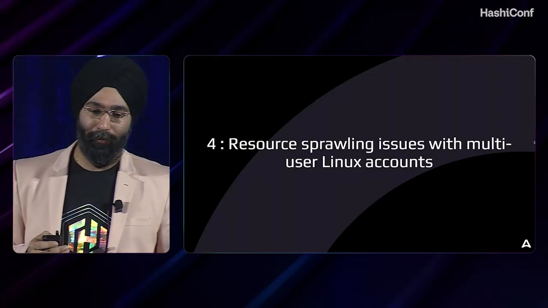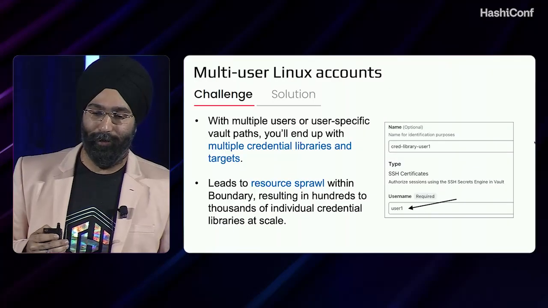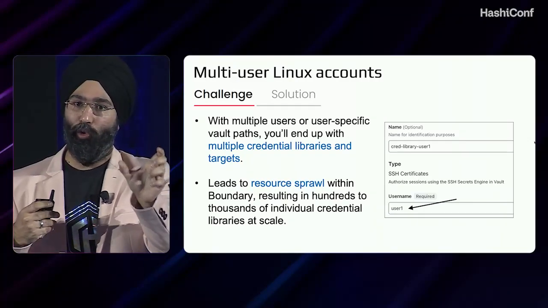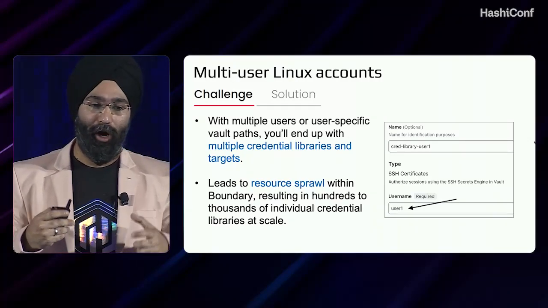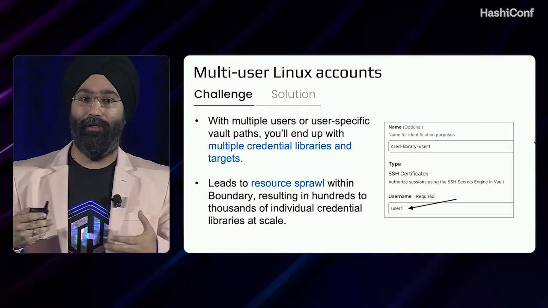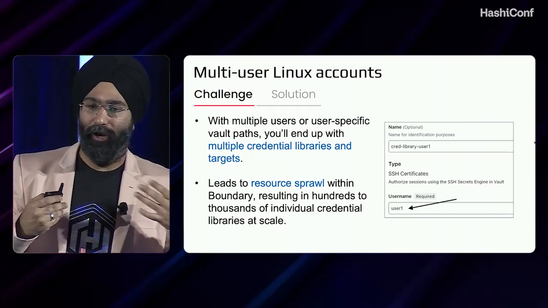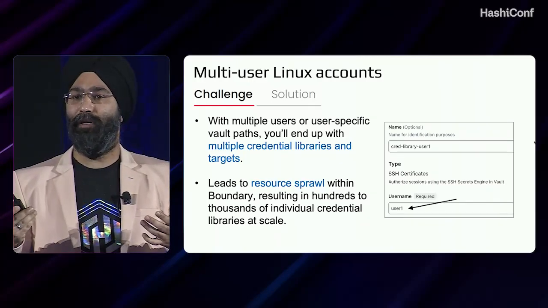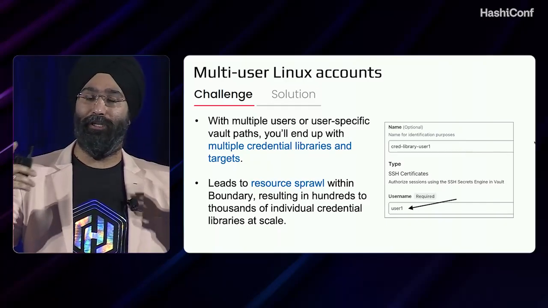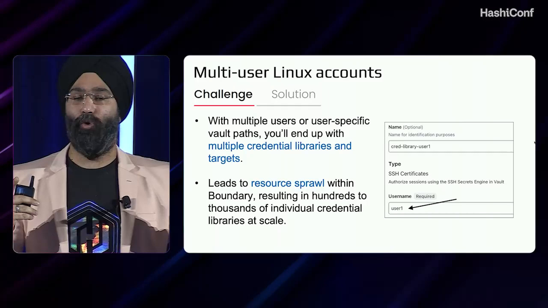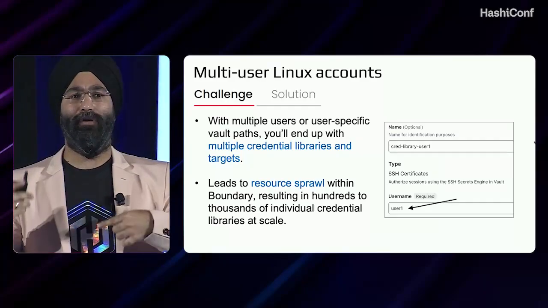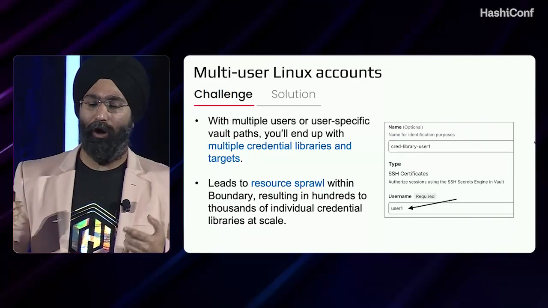The second challenge here is resource sprawl with multi-user Linux accounts. In the demo, we saw that while we were creating the credential library, we had hard-coded the username in the credential library. Now, if you start hard-coding the usernames in the credential libraries, and for every user you do that, you end up with user-specific credential libraries. And then you also have to create the same number of targets, because the target and the credential library mapping is 1-to-1. So if you have 100 users, you'll end up with 100 targets and 100 credential libraries. And this creates some kind of resource sprawl within Boundary.